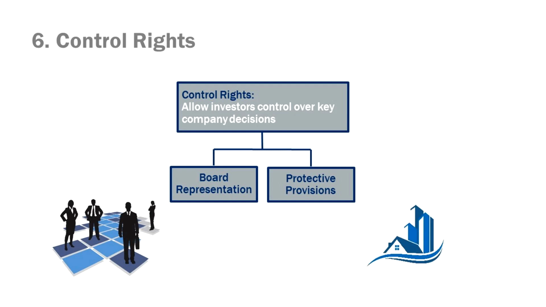The last feature of the term sheet we consider concerns control rights. Control rights allow the investor to exercise overt control over key company decisions, which provides them with critical influence over the company's direction and future development. Control rights can be obtained in two ways: through board representation or through voting controls over certain actions, referred to as protective provisions.